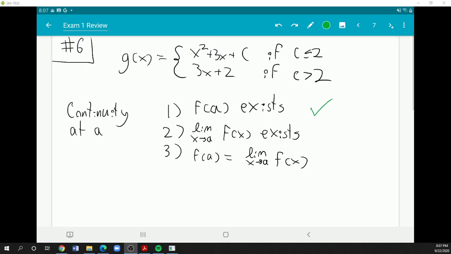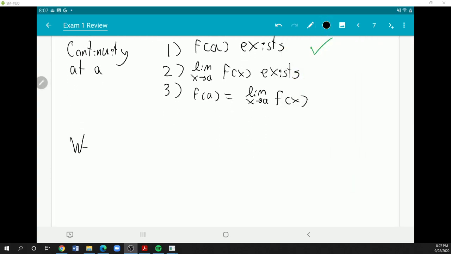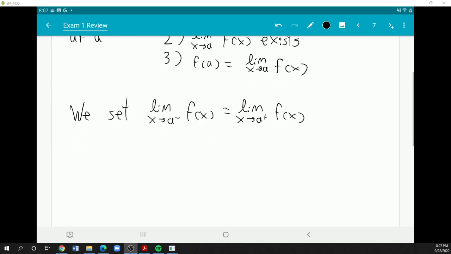So what happens? We set the left limit equal to the right limit. So we set the limit as x goes to a from the minus of f of x equal to the limit as x goes to a from the plus of f of x. Once those 2 limits are equal, then we'll be done. Because the limits will be equal and f of a just says plug in anyway, so nothing's going to change there. And we'll be good.